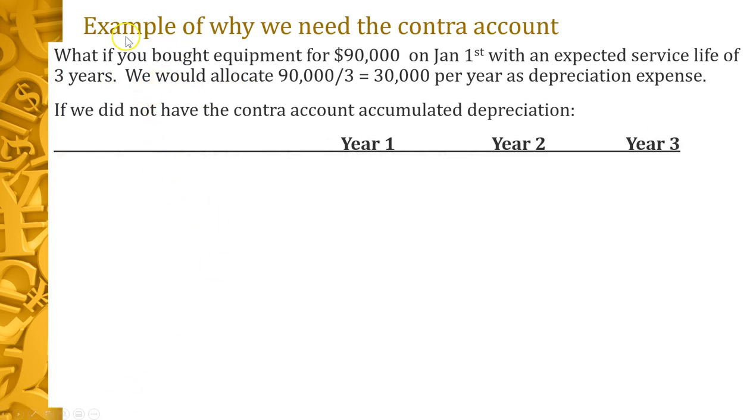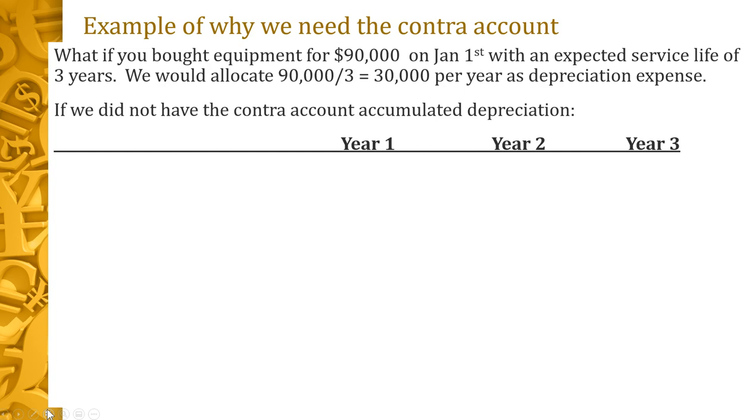Example. What if you bought equipment for $90,000 on January 1st with an expected service life of 3 years? We would allocate the $90,000 divided by 3 years, or $30,000 per year, as depreciation expense.